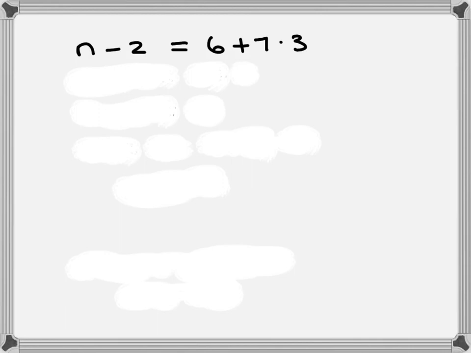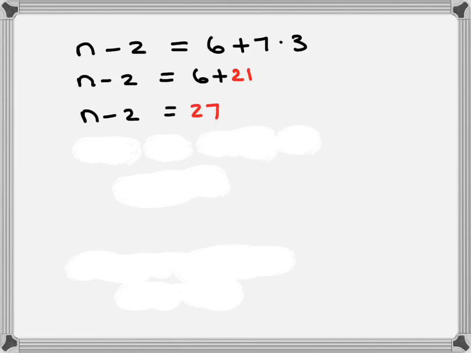Okay, so let's do our first step. It's going to be 6 plus 7 times 3, 21. Now we've got to simplify this further before we isolate on that side. So it's going to be 6 plus 21, 27. So we've dealt with this side now, one line at a time.